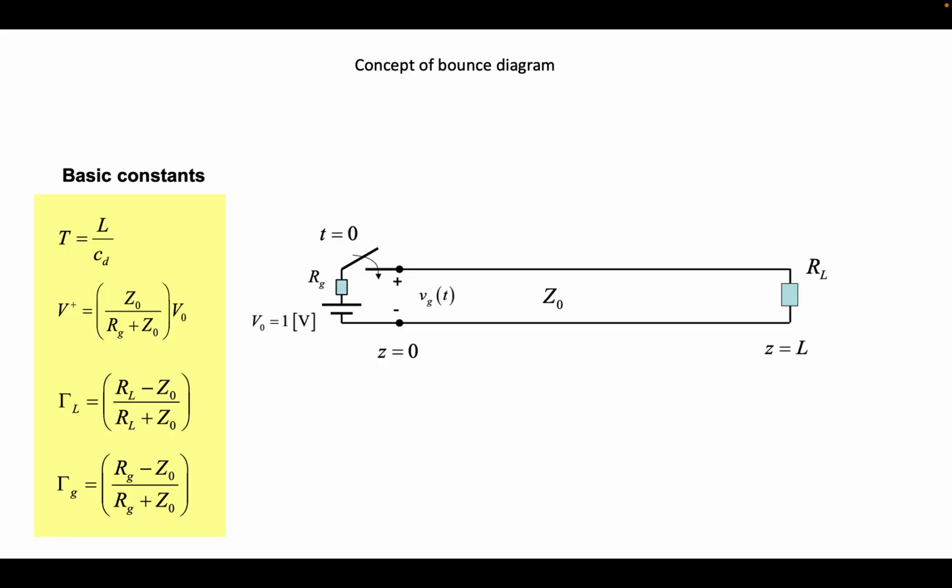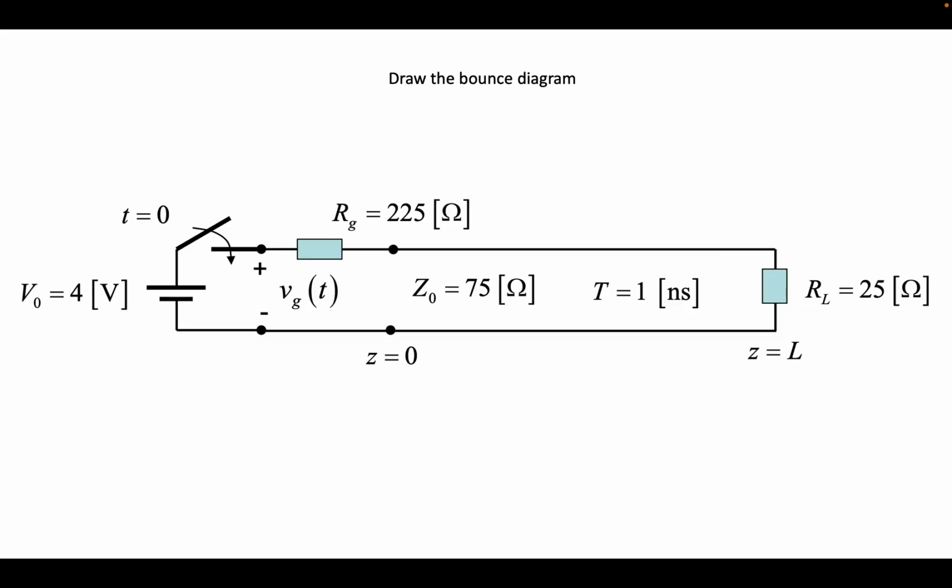I can also show you the formulas if you want. So these are the formulas. You just need to put in the values. T is already given, which is 1 nanosecond. Z naught is given, V naught is given, RG is given, ZL is given. Everything is given. I will wait for 2 minutes more, and then I will discuss.